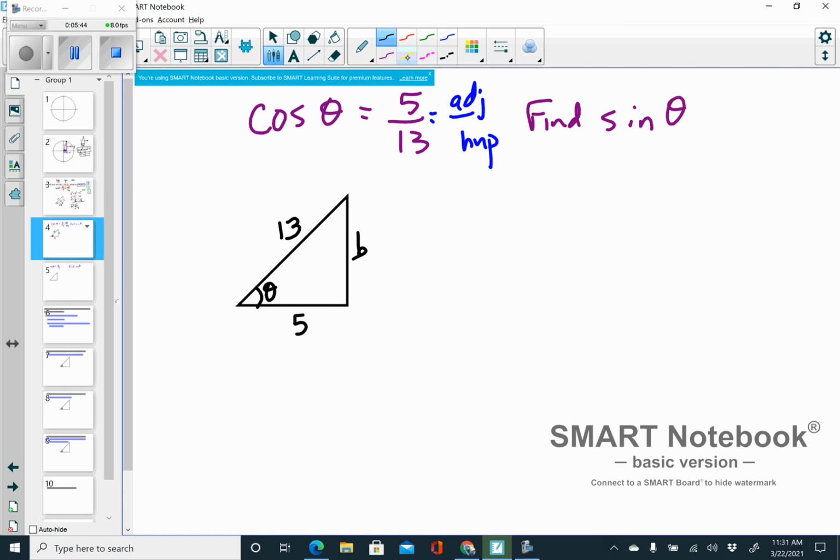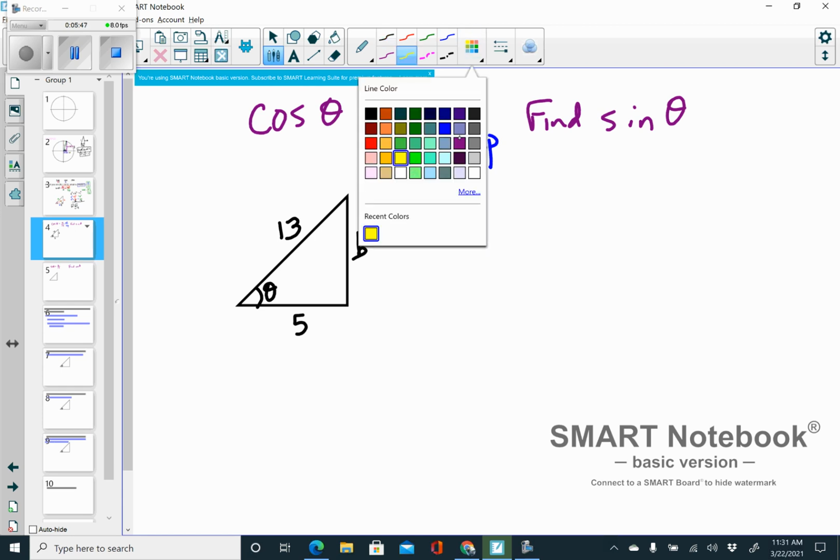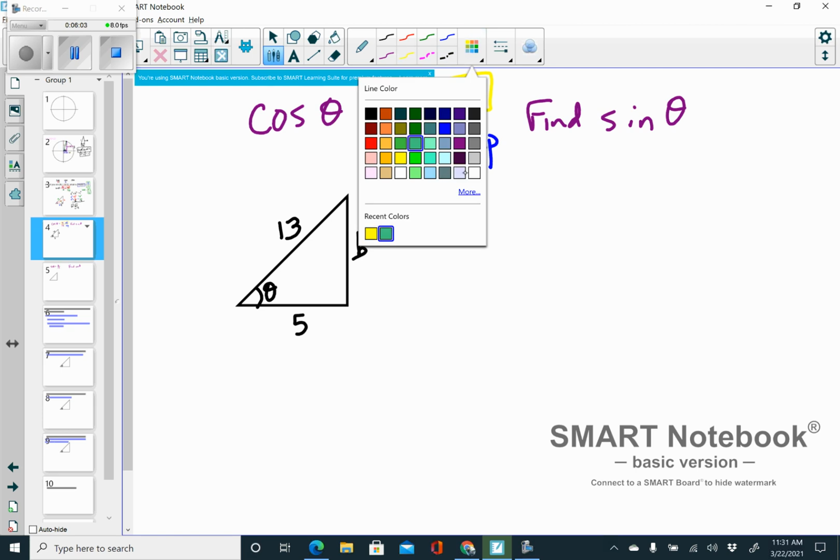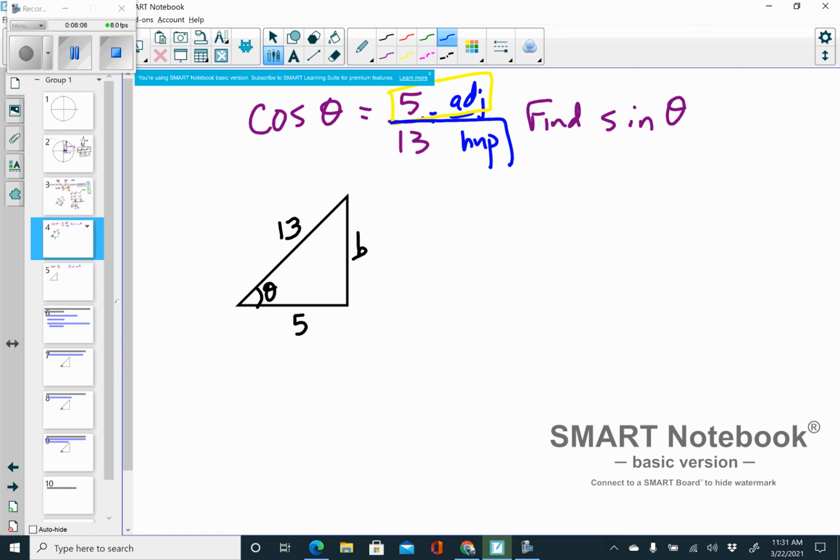If it's unclear how I set that up, I'll go ahead and color code. So cosine is adjacent over hypotenuse. So change my color to blue. Right? So I would know that my adjacent is 5. So remember, this is the opposite. This is adjacent. So there's my A. My B, I don't know. And my C in this case, or my hypotenuse, is equal to 13.